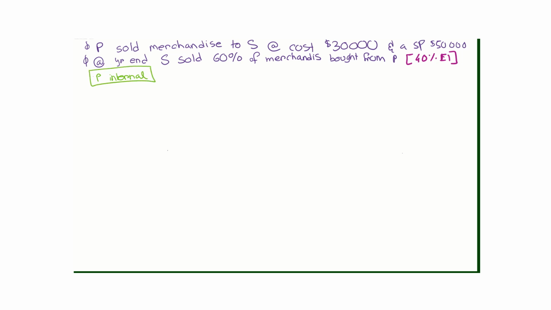P sold merchandise to S for $50,000. So that means P is going to debit cash for $50,000 and we're going to credit sales for $50,000. Simultaneously, we're going to have to record the inventory lost, which is $30,000. So we're going to debit cost of goods sold for $30,000 and we're going to credit inventory for $30,000. So that's P's internal books.